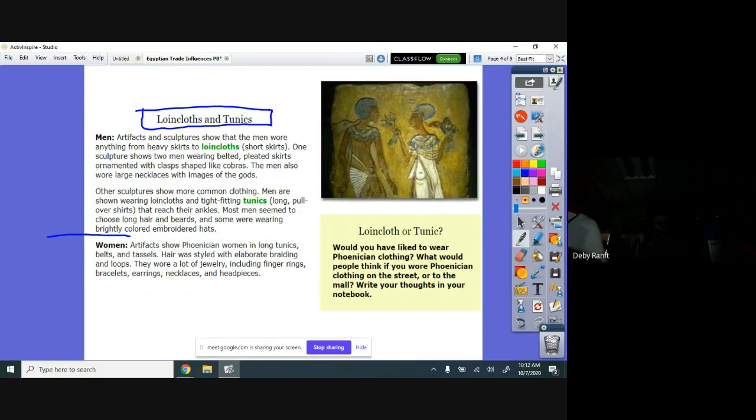Women artifacts show Phoenician women in long tunics, belts, and tassels. Hair was styled with elaborate braiding and loops. They wore a lot of jewelry, including finger rings, bracelets, earrings, necklaces, and headpieces.